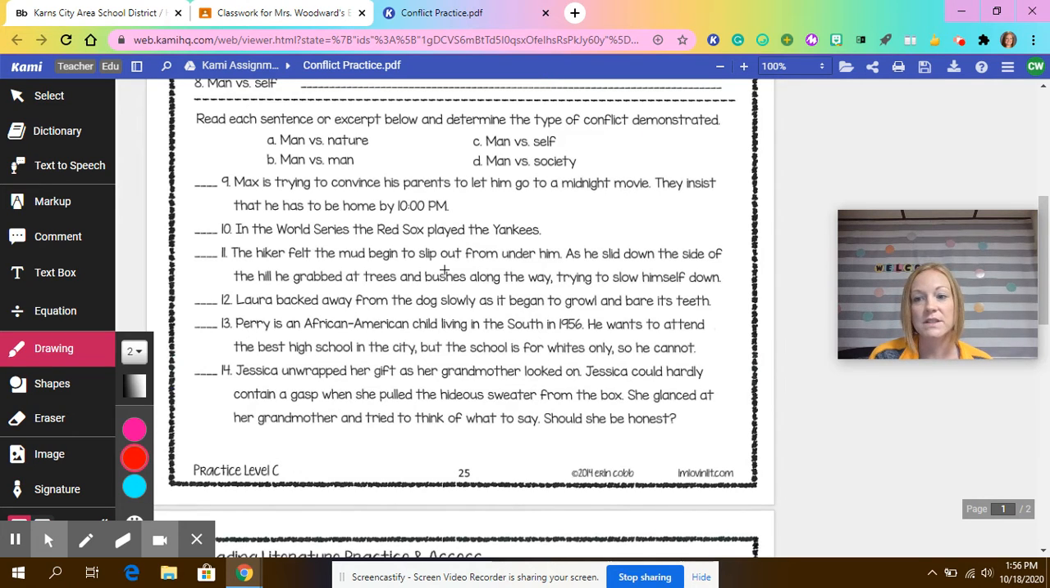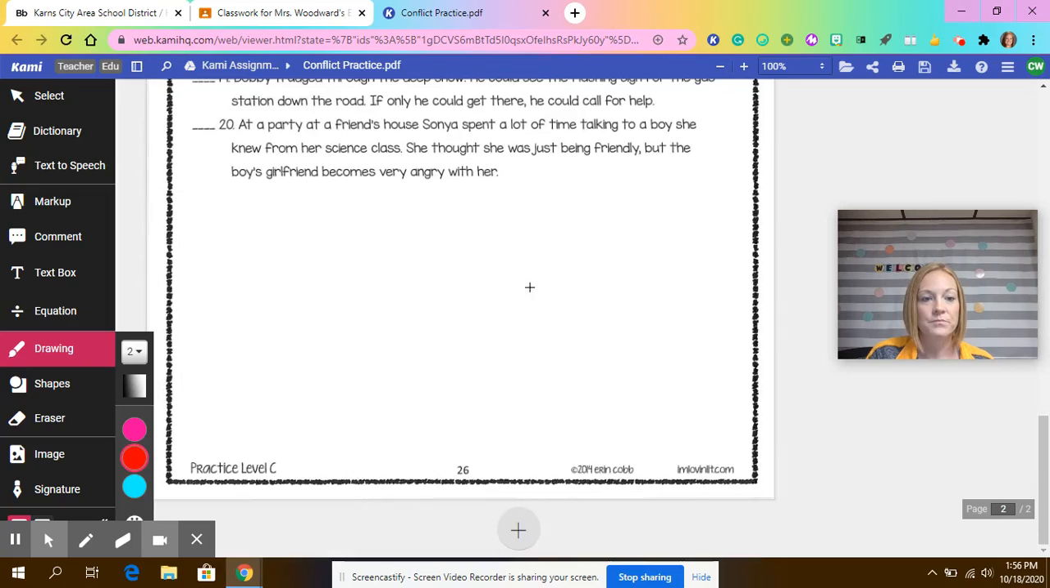So he's trying to convince his parents. He's the one that's probably arguing or talking to his parents. So, what kind of conflict would that be? Well, that would be B, man versus man. It's Max against his parents. So, you're going to do that for the rest of them.